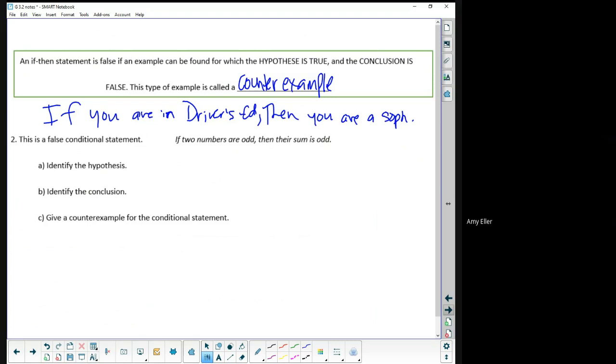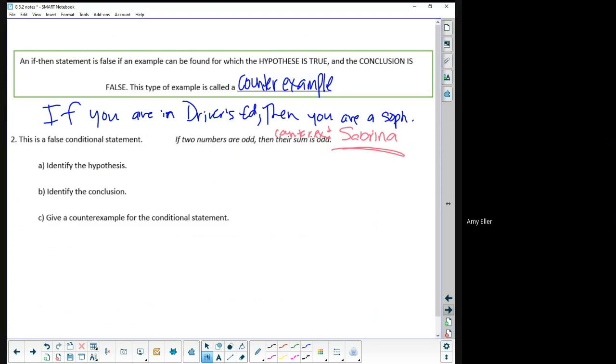Are any of you in driver's ed? You're in driver's ed? Are you a sophomore? Okay. So you fit this. It's true for you. Are you in driver's ed? No, I took it my freshman year. She was in driver's ed, but she was a freshman. So Sabrina, write down Sabrina is our counterexample. We want a specific, in this case, person who was in driver's ed, but was not a sophomore.